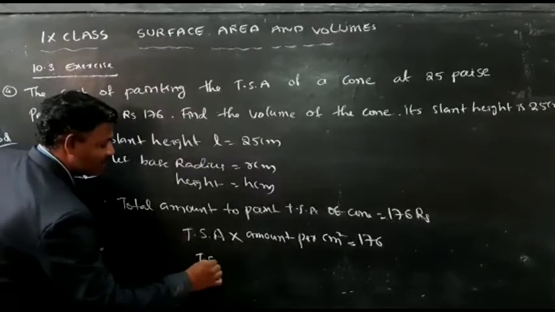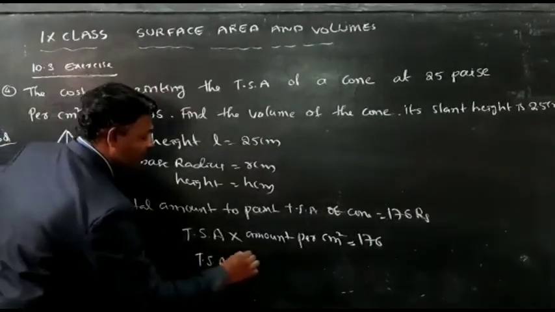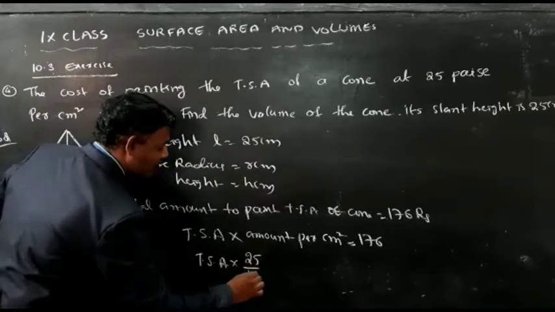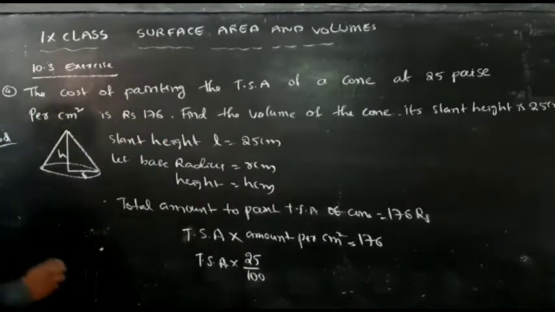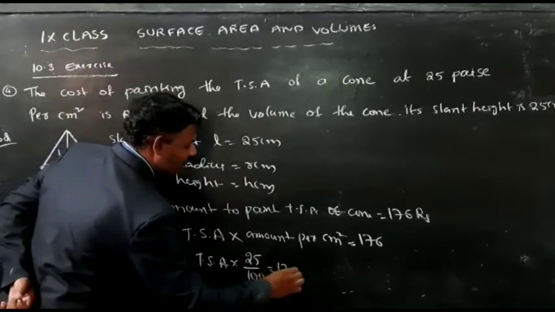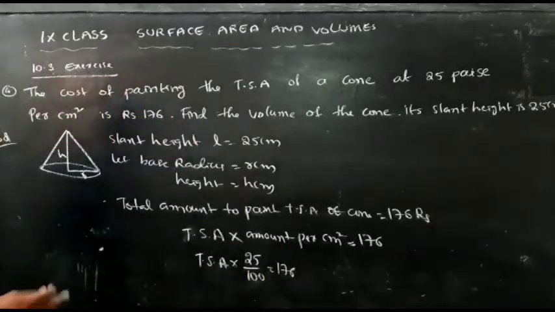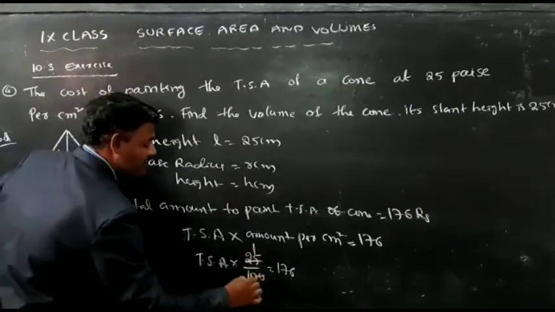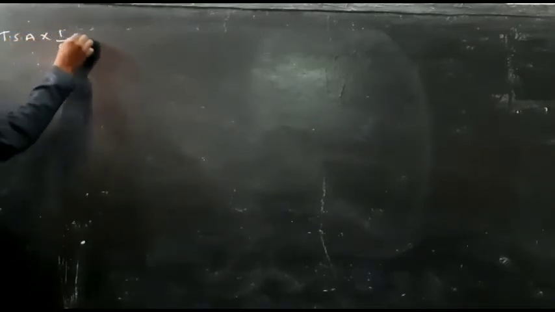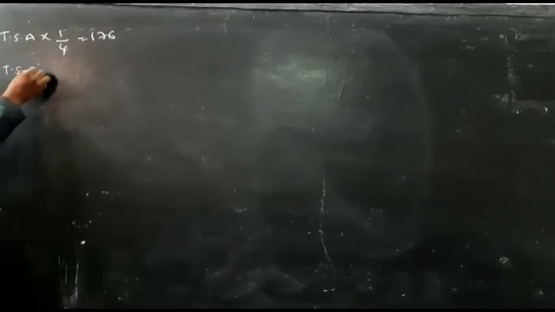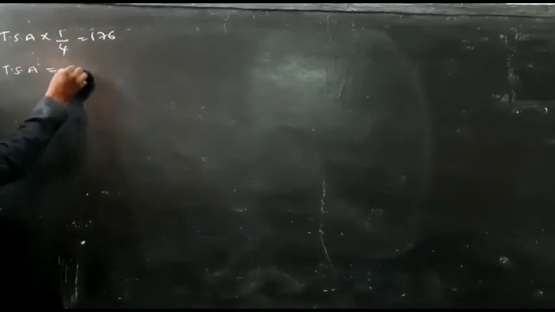Here the total surface area is not given. And what is the amount here? 25 paisa. That paisa I am converting into rupees. It is nothing but 25 by 100 rupees, is equal to 176. 25 ones are 25, 25 fours are 100. So total surface area into 1 by 4 is equal to 176. Therefore the total surface area of the cone is equal to 176 into 4.